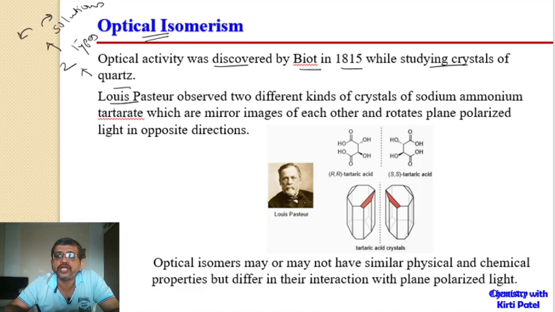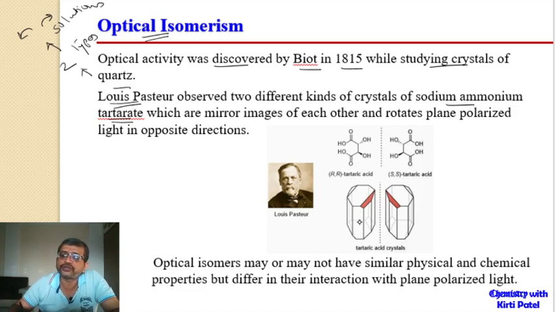So solutions also exhibit this property, and hence came the discovery of optical isomerism. But it was the major work of Louis Pasteur which made it more useful for organic chemistry, when he was studying crystals of sodium ammonium tartrate. This can exist in two different ways, one as a threo isomer and the other as an erythro isomer. In the last lecture we saw what threo and erythro of tartaric acid are, and you were also asked to interconvert Fischer, Newman and sawhorse projections of both the threo and erythro isomers.